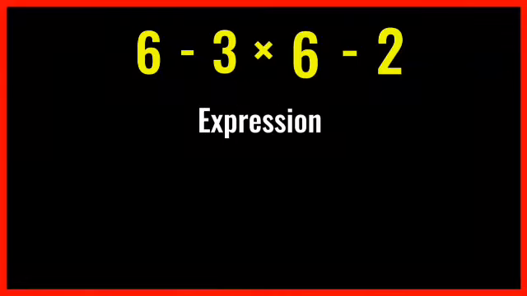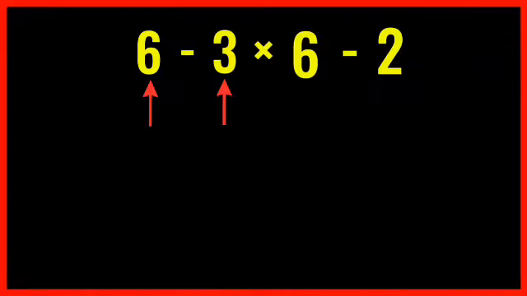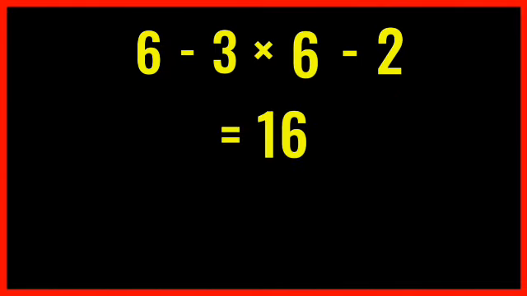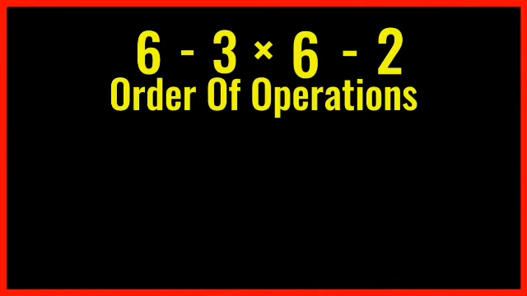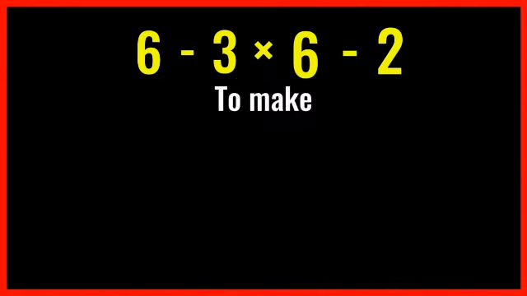If you look at this math expression, 6 minus 3 times 6 minus 2, and your brain instantly tells you the answer is 16. Stop right there. You've just fallen into one of the most common mathematical traps on the internet. Today, we're breaking down why so many people get simple order of operations questions wrong and how to make sure you solve it the right way every single time.